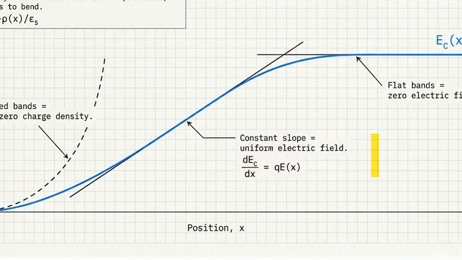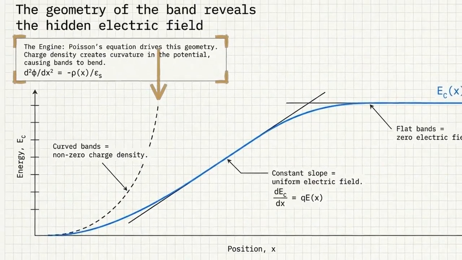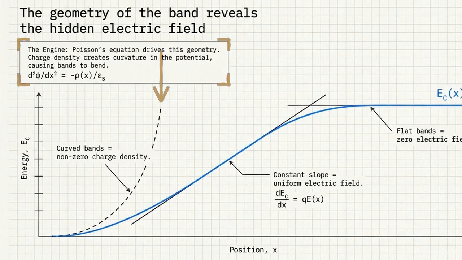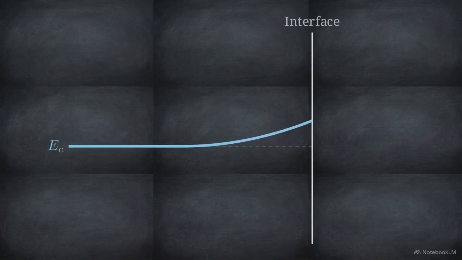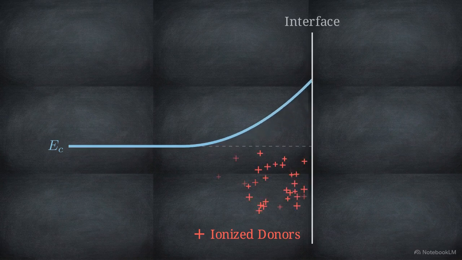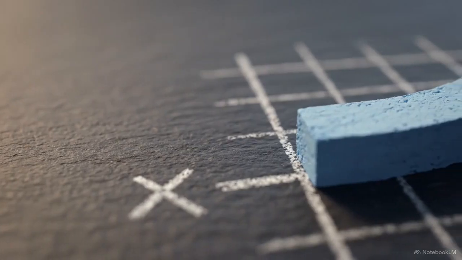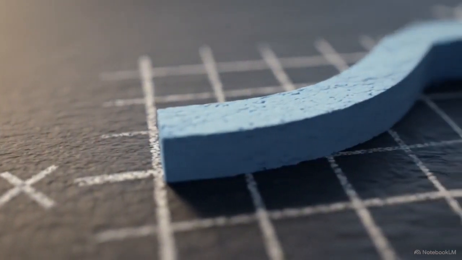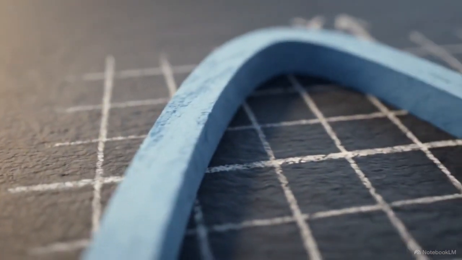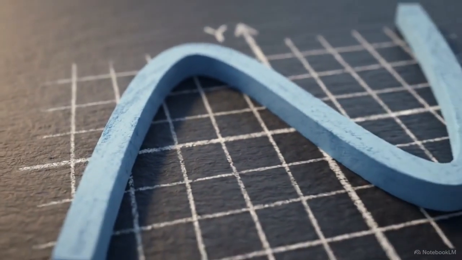When the bands curve, we apply Poisson's equation. The second derivative, the curvature itself, is driven by the local charge density. The density of ionized dopant atoms at the interface dictates the severity of this geometric curve. Drawing a band diagram is fundamentally an act of graphing Poisson's equation, turning invisible electrostatics into a readable geometric blueprint.